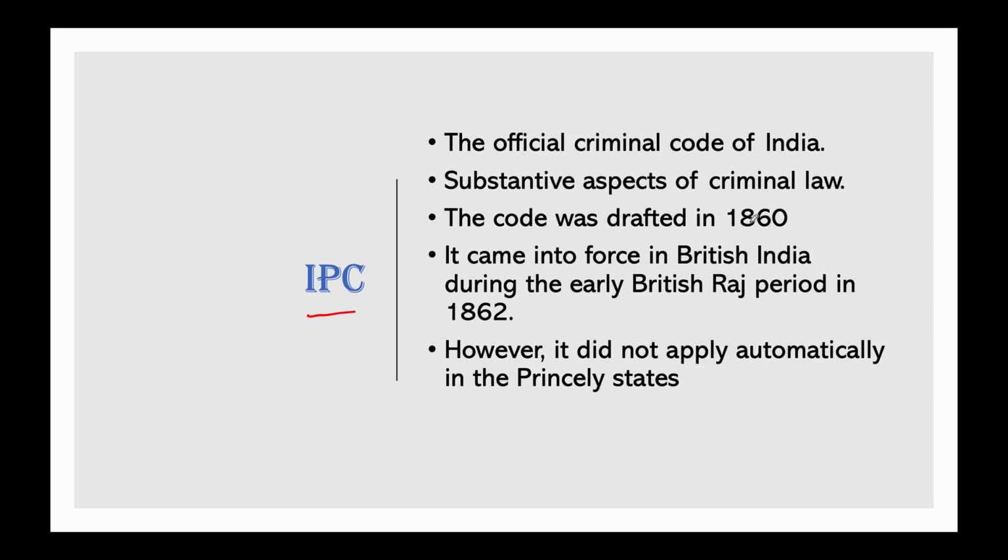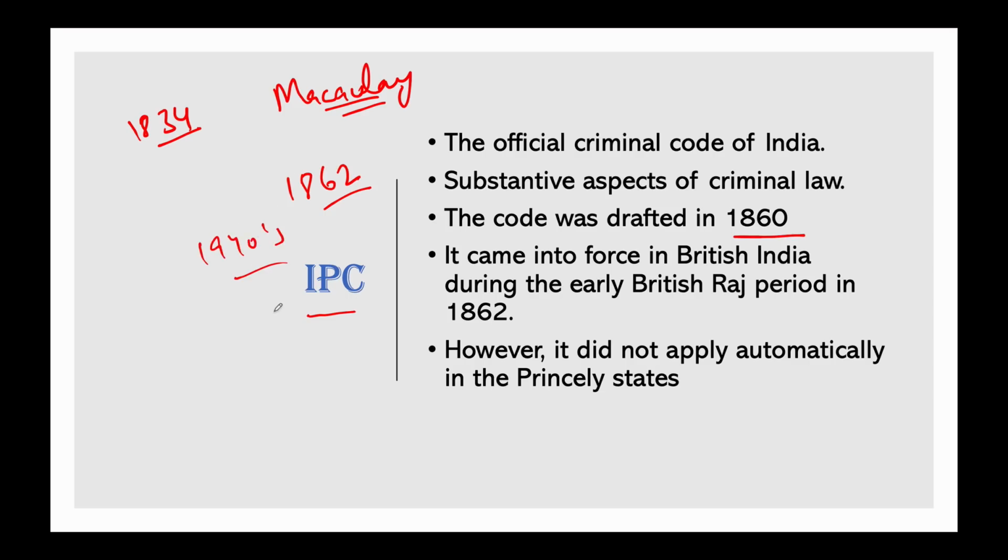This code was drafted in 1860 on the recommendation of the first Law Commission, which was established in 1834 under the Charter Act of 1833 under the chairmanship of Macaulay. It came into force in British India during the early British Raj period, in 1862. However, it did not apply automatically in the princely states, which had their own courts and legal systems until the 1940s. The code has since been amended several times and is now supplemented by other criminal provisions.